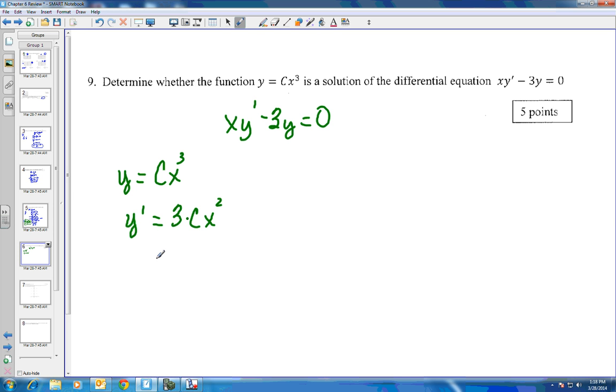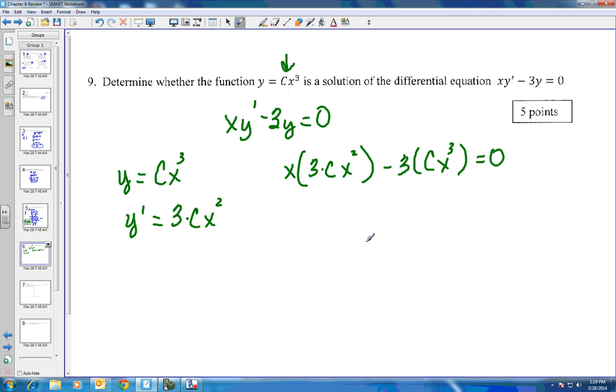Did you hear what Ryan said? He said 3 times c is just a constant c. When we're plugging it in to see if it's a differential equation, I plug in what I actually got as my derivative. So here's what I would plug in: x times y prime, and y prime is 3 times cx squared, minus 3 times y, and we know what y is, cx cubed, and that's supposed to be equal to 0.